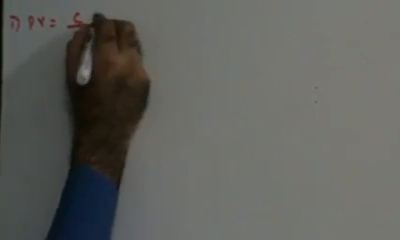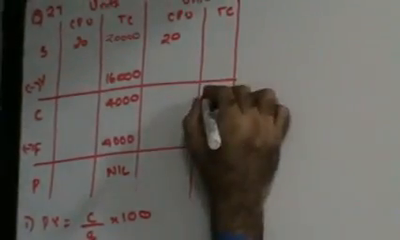I can first find out PV. PV is C upon S into 100. So I can therefore say that PV is 4,000 upon S, 20,000 into 100. Some of these calculations. This is 20%. Now, we know that fixed cost remains the same. So if it is 4,000 in the first year, it will be 4,000 in the next one also.